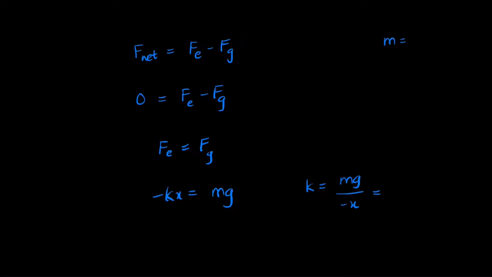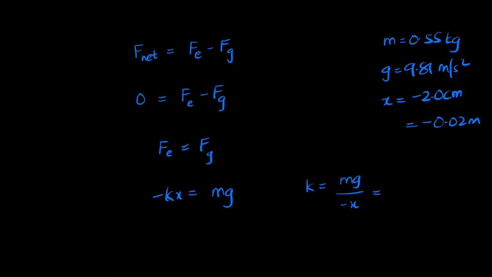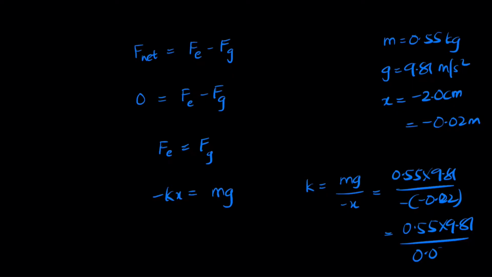So we have the mass value, which is 0.55 kg, the g value, which is 9.81 meter per second square, and x, which is negative 2.0 centimeter. When converted to meter, it becomes negative 0.02 meter. So 0.55 times 9.81 over negative of negative 0.02. The negatives cancel, so we are left with 0.55 times 9.81 divided by 0.02.